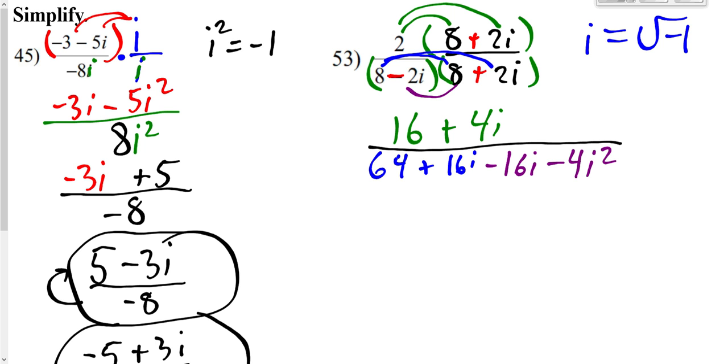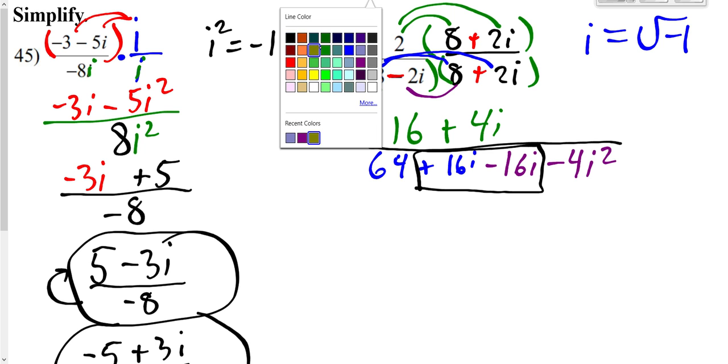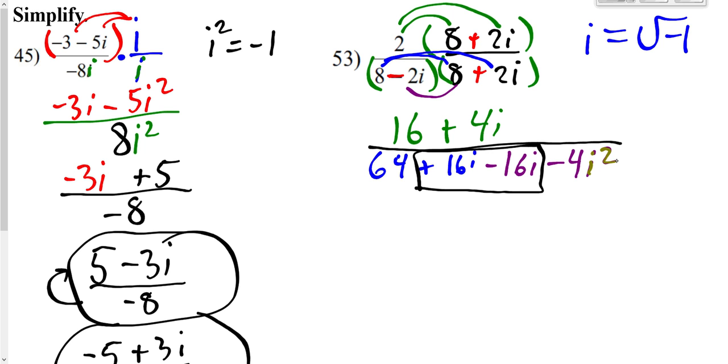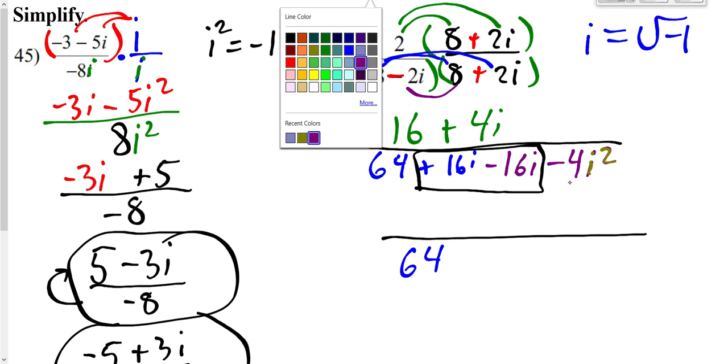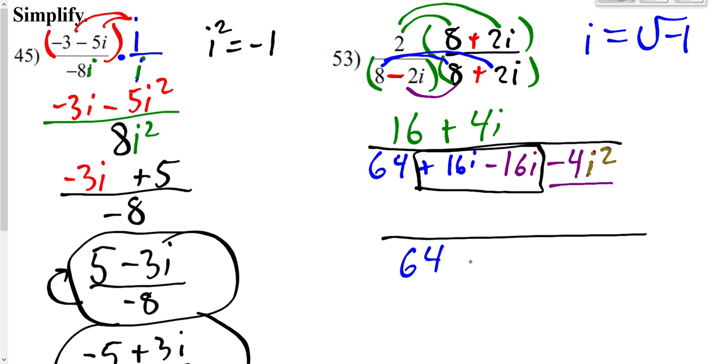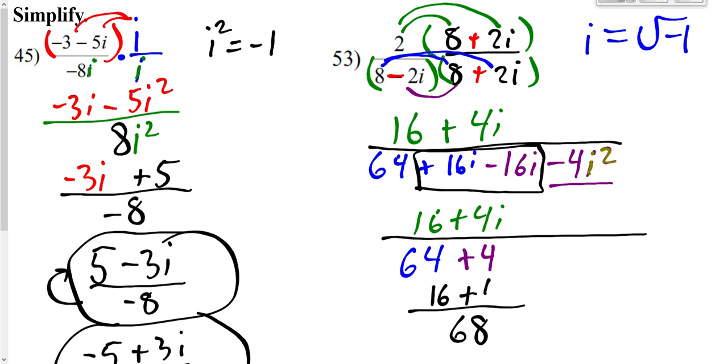So then we have like terms. These are going to cancel each other out. We also have this i squared here. Remember, i squared's negative 1. And so when we look at the bottom, that i squared's negative 1. And so then negative 1 here times our negative 4 is really plus 4. And we no longer have i's in the bottom. And that's our preference, is not to leave it with i's in the bottom. And so we end up getting a 68 in the bottom. And then the top is a 16 plus a 4i.